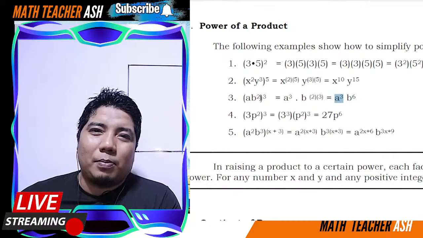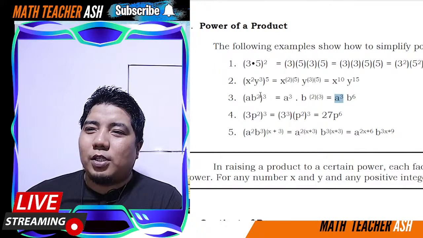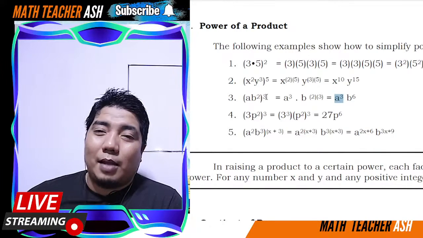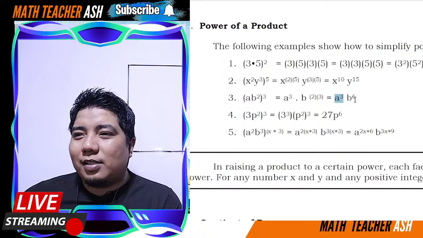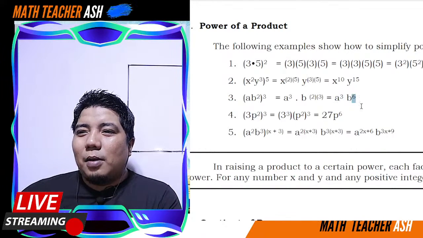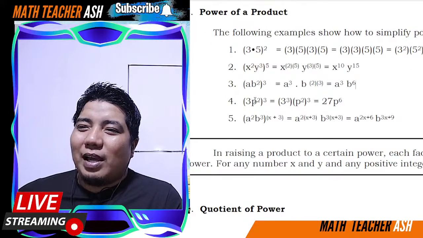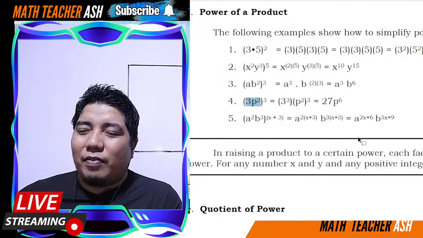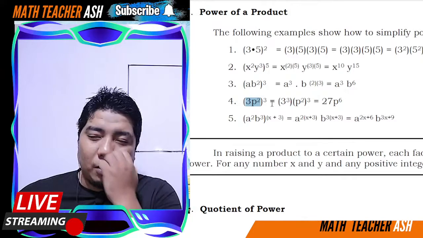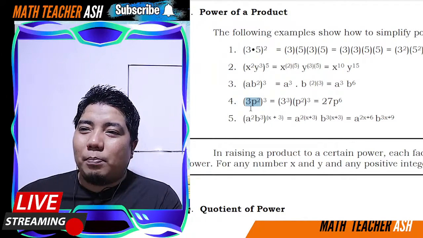So, how do you simplify b squared cubed? So, b squared cubed, squared times cube, 2 times 3, that is 6. So, giving you b6, or b to the power of 6. Alright. Now, we have here a number and a variable with an exponent. Now, how do you simplify this one?